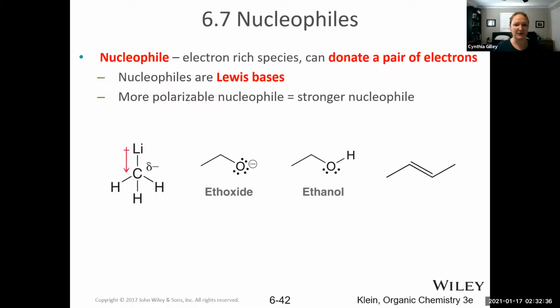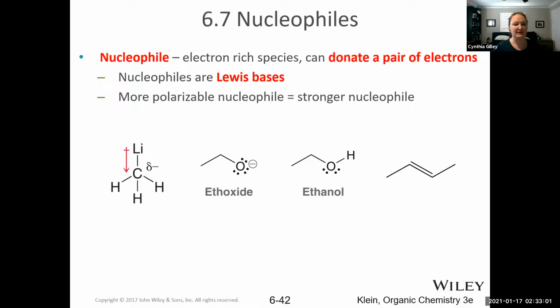Here are some examples of different nucleophiles. Again, they tend to have either a full or partial negative charge. As a result, they can donate a pair of electrons. They are considered Lewis bases, right, which means they donate an electron pair. And the more polarizable the atom is, the more nucleophilic it is.